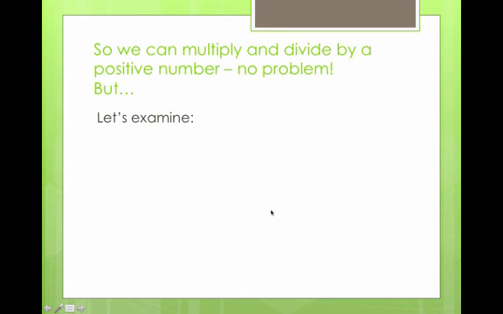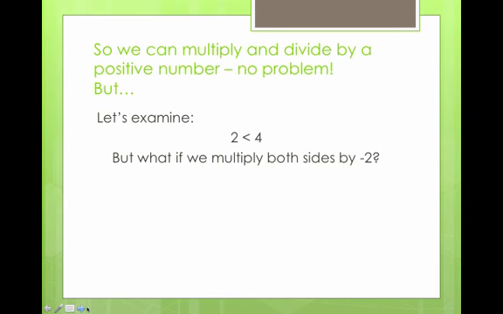All right, so no problem if we are multiplying and dividing by a positive number, but let's take a look at an interesting example. So I know that 2 is less than 4, but what happens if we multiply both sides by negative 2? So I'm allowed to do that. Remember, as long as I do the same thing on both sides of my equation or inequality, I should still be okay, right? So here I'm going to multiply by negative 2, multiply by negative 2, and what ends up happening? Negative 4 is less than negative 8.